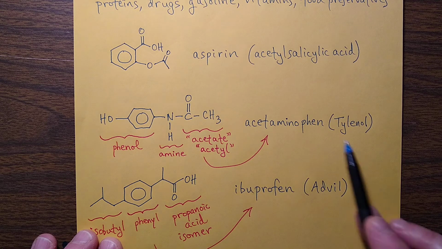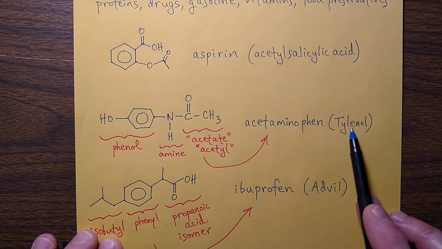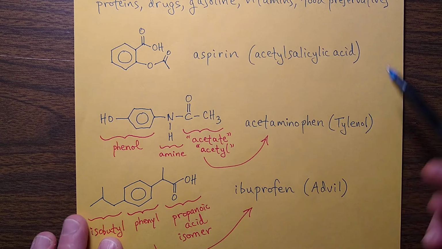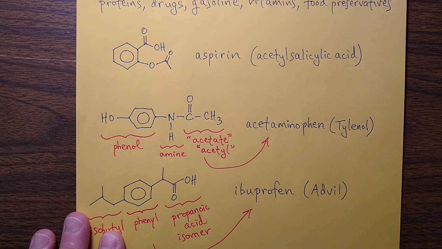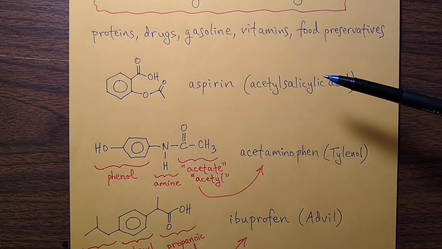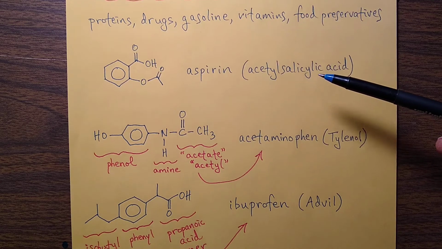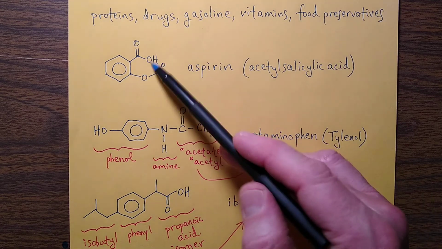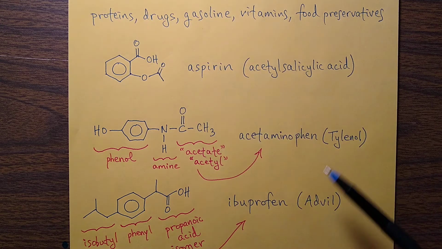and ibuprofen. Acetaminophen has a generic name, Tylenol. Ibuprofen is Advil. If you ever get a headache, you'll take one of these three things. Aspirin is a sort of old-fashioned medication. It's not so commonly used today because it can cause stomach ulcers because it's acidic. It's got this acid group on it.